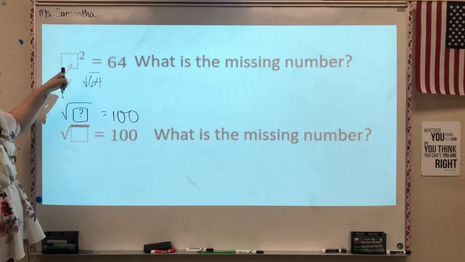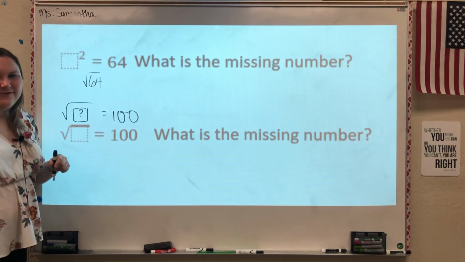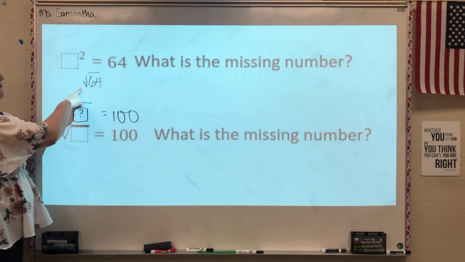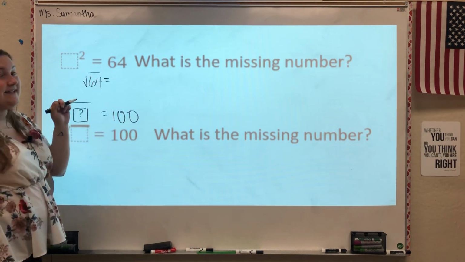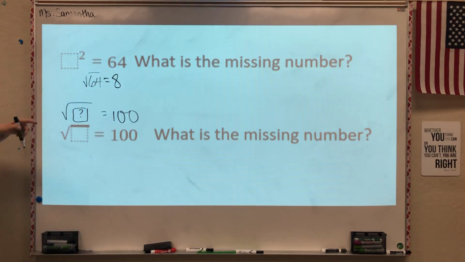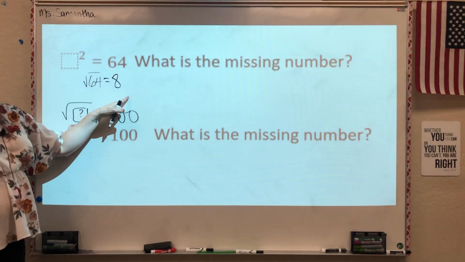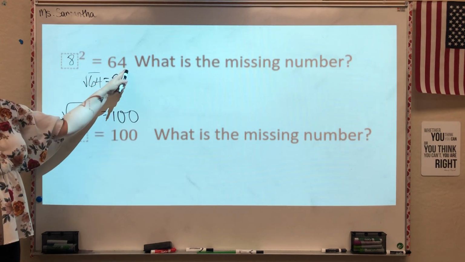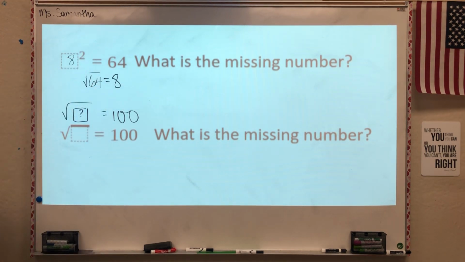So maybe you're not sure what number squared equals 64, but if you use the fact that it's opposite to square root, the square root of 64 is 8, and that right there will tell you the answer. If the square root of 64 is 8, then 8 squared must equal 64. The other mistake I saw a lot is what this actually means.